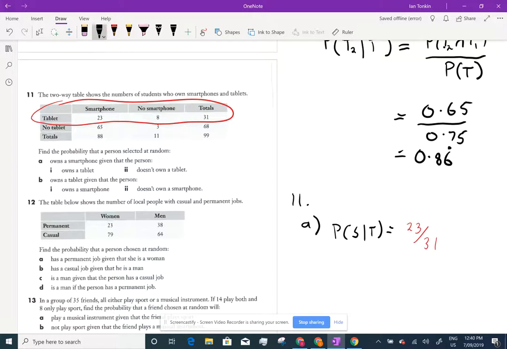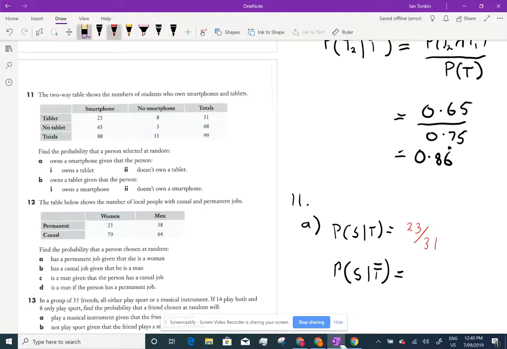Well, let's find the probability of the second part. Doesn't own it, given they own a smartphone, given they don't own a tablet. So smartphone, and they don't own a tablet. Well, then I'm looking at the other one, no tablet. I'm looking at that one. Oh, that's 60. I've drawn over that now, so I can't say 65.